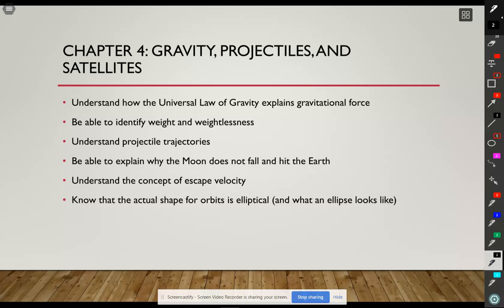So when it's going up, what is the acceleration? Down. It's downward, and what's its value?